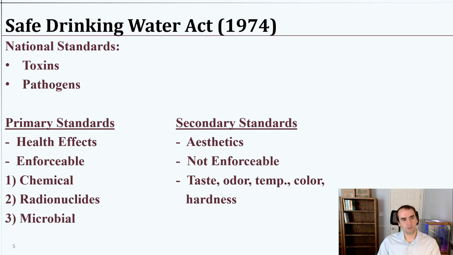Okay, so in 1974 in the U.S., we developed the Safe Drinking Water Act. This was a set of national standards to deal with toxins and pathogens in particular, and essentially we categorize the standards that are in place into primary and secondary. So the primary standards really relate to health effects, and these are enforceable because obviously they relate to health.